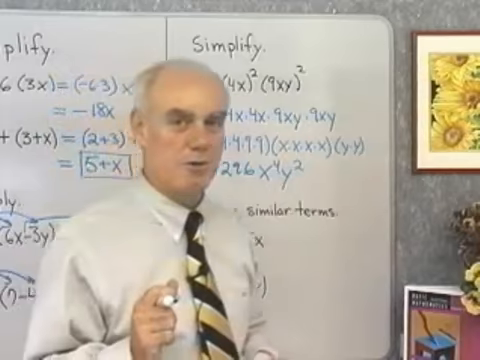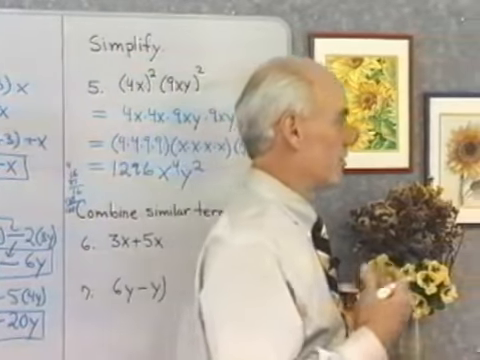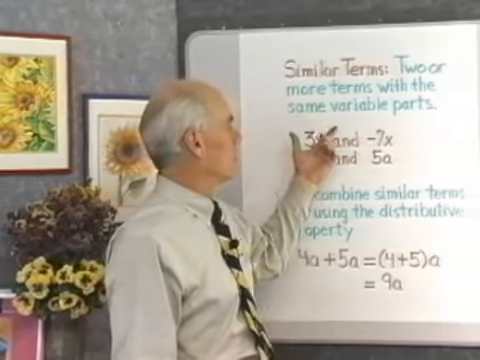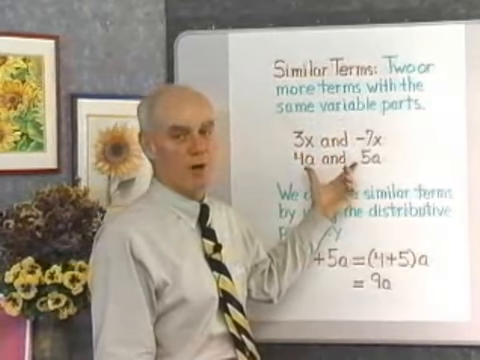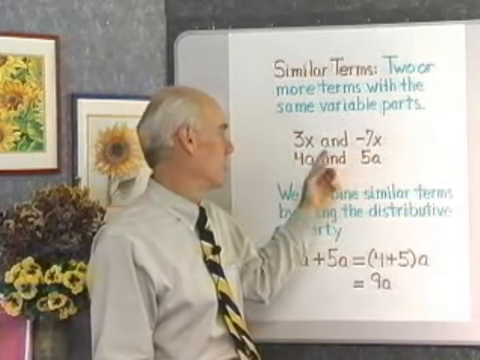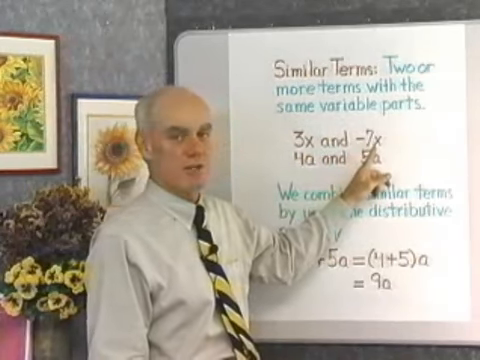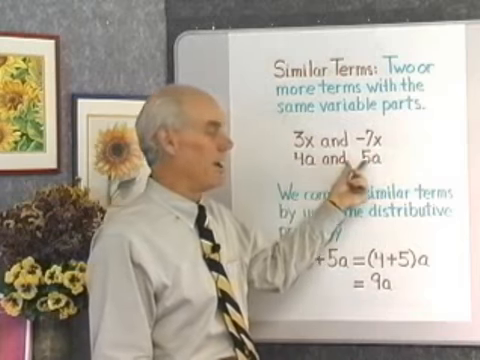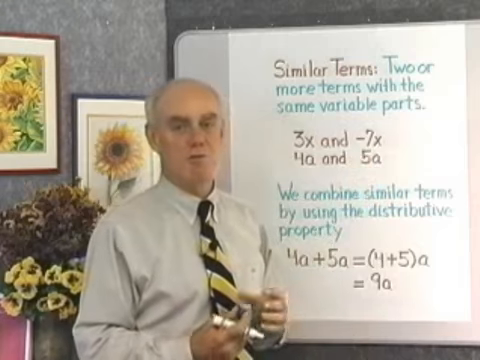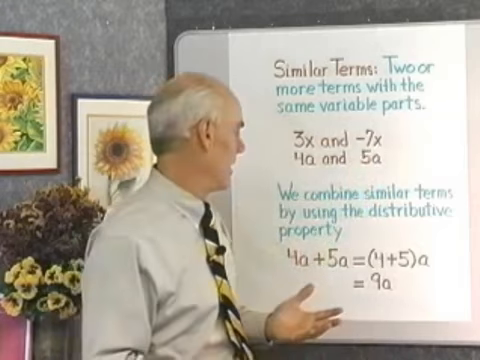Next, we want to combine similar terms, but before we do, I want to show you a definition I've written for similar terms. Similar terms are two or more terms with the same variable parts. So, for instance, 3x and negative 7x are similar terms because the variable parts are the same, as are 4a and 5a. Now, we can combine similar terms by using the distributive property in kind of a backwards way.